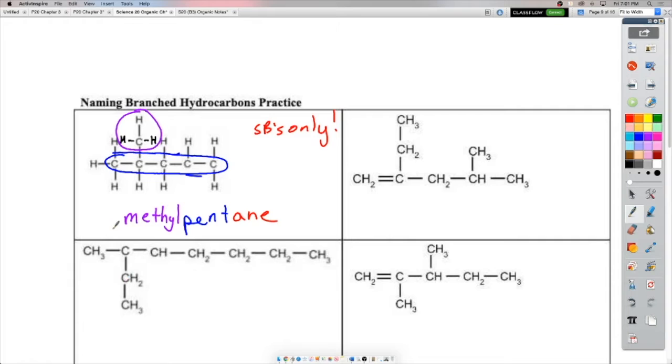Now, we have 2 options here, like before. So I'll give you 2 options. We can go 1, 2, 3, 4, 5 when we number our parent chain, or we can go 1, 2, 3, 4, 5 when we number our parent chain. Which one should we do?